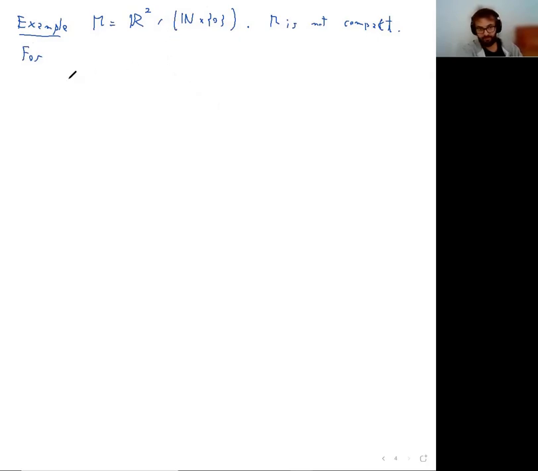Now let's see an example when that is not the case. Take M to be R2 minus the natural numbers on the first axis, so minus N times 0. Okay, we're just removing points, infinitely many, countably many points. So first of all, observe that M is not compact. So we cannot apply what we said before. And what I want to do now is show that actually the first cohomology group is infinite dimensional.